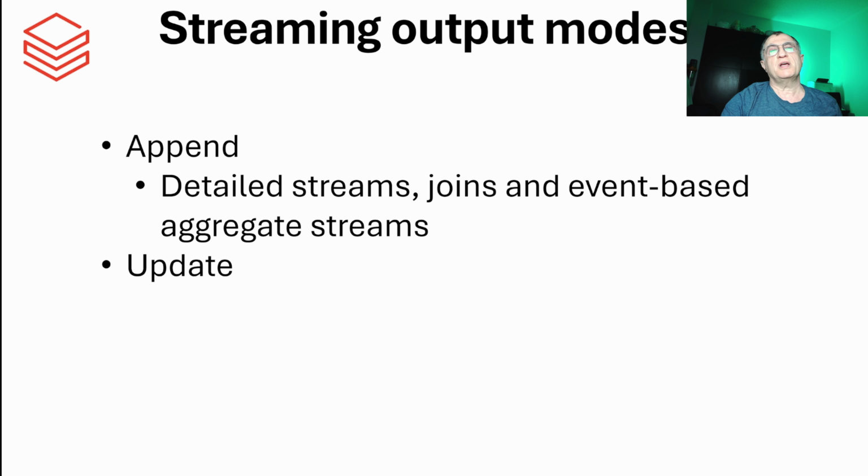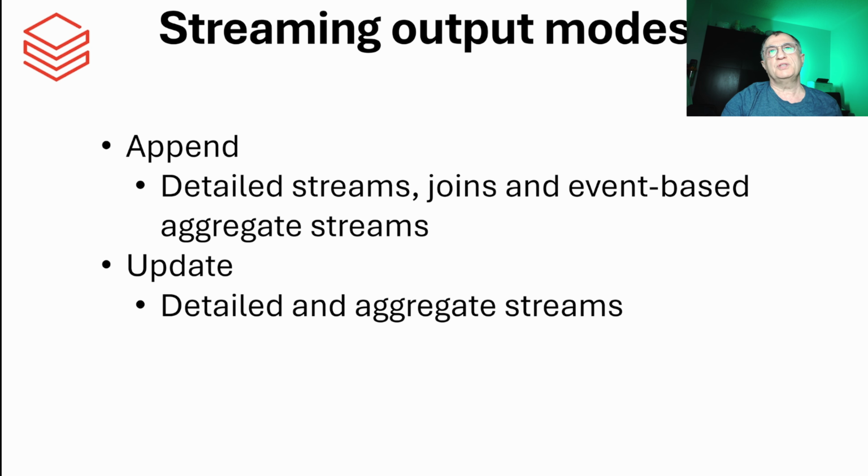With update mode, your rows in the destination can also be updated. So it's great for detailed and aggregate streams. An additional advantage for an aggregate stream is that it will require less memory because it usually does not keep the data which is not being updated. So we'll talk about that in more detail when we discuss stateful and stateless transformations.